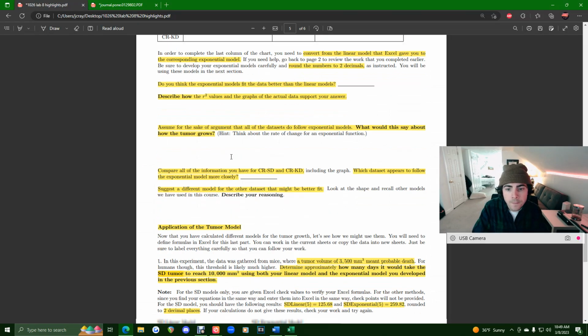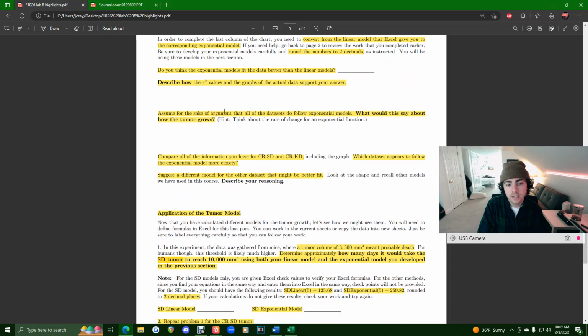So that's the idea. Assume for the sake of the argument that all of the data sets do follow exponential models. What would this say about how the tumor grows? Okay, well, I guess they would grow exponentially. So the rate of change for an exponential function starts off very slow, and then eventually it picks up and the rate of change gets faster and faster and faster and starts growing out of control.